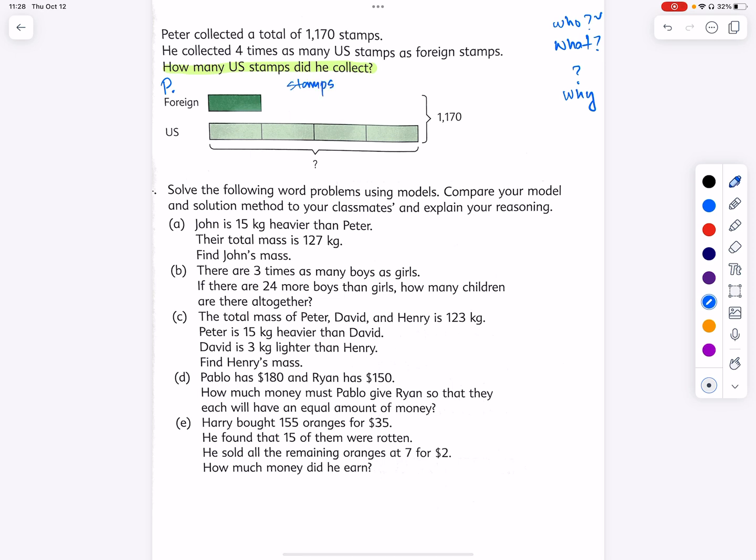What does the problem tell us about Peter's stamps? Well, it tells us the total amount. This is how many he had. And he had two types, right? F for foreign and US for local stamps.